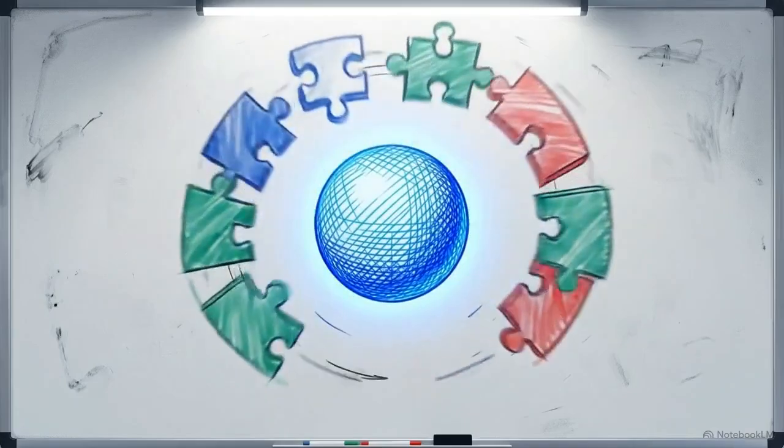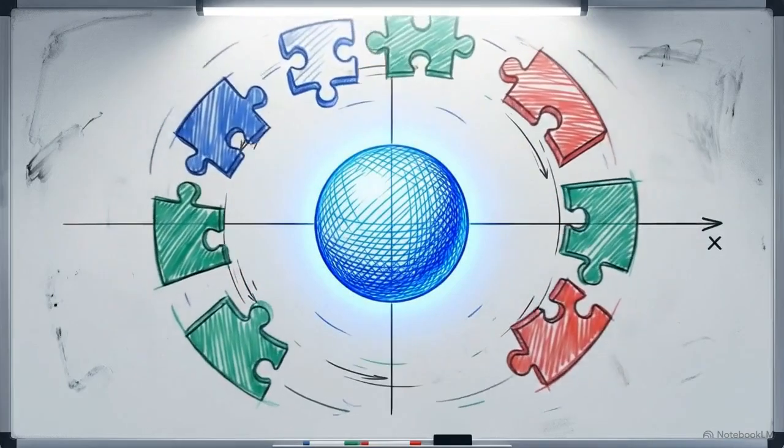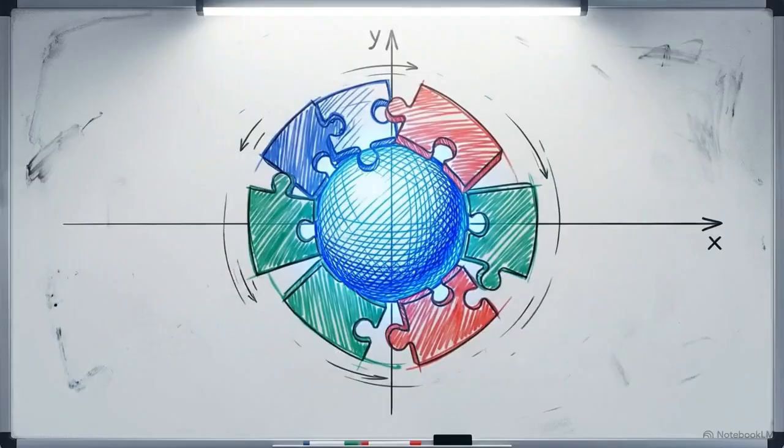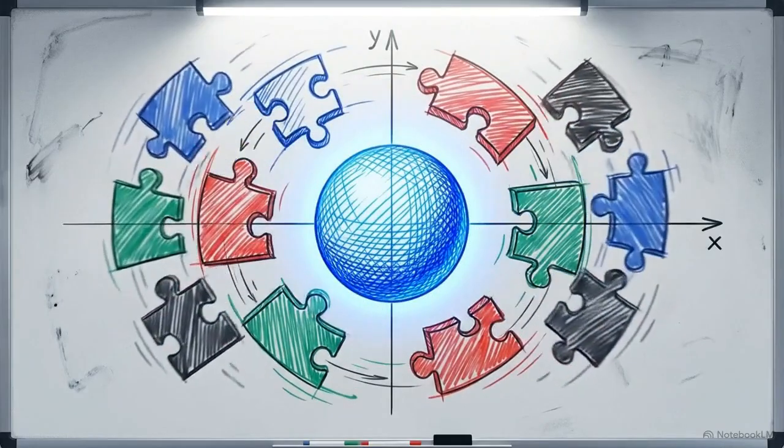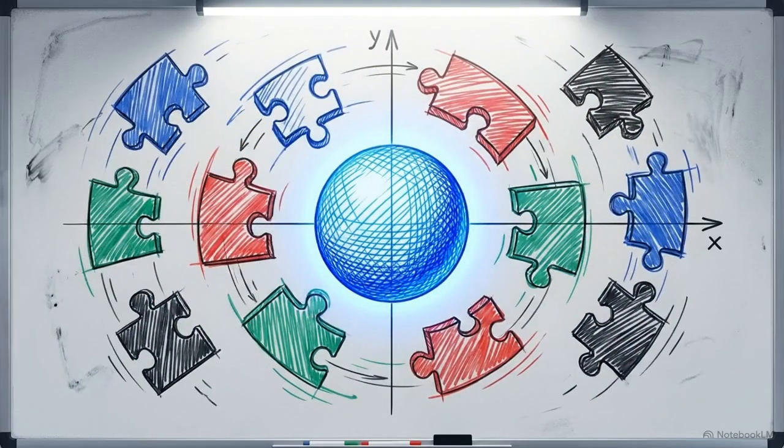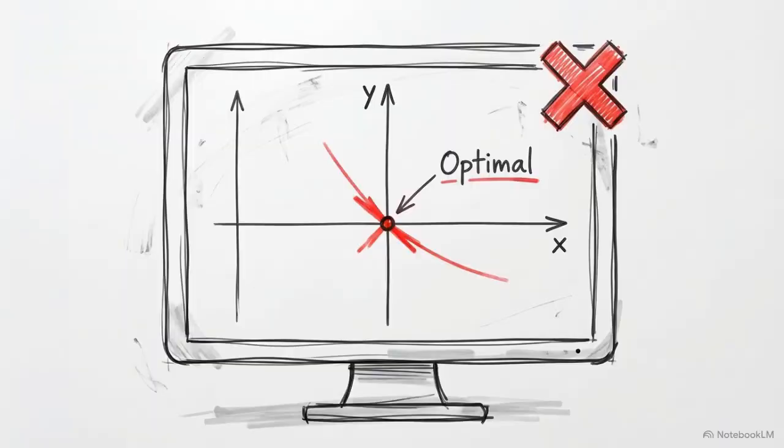Linear programming promises a specific mathematical ideal, the ability to calculate the single best allocation of limited resources to achieve a maximum or minimum objective. But relying on a static mathematical optimum carries a hidden risk.